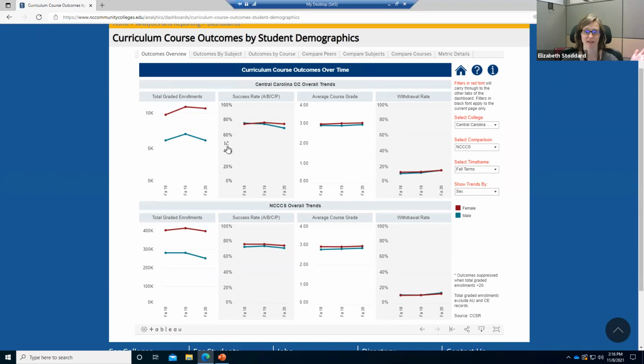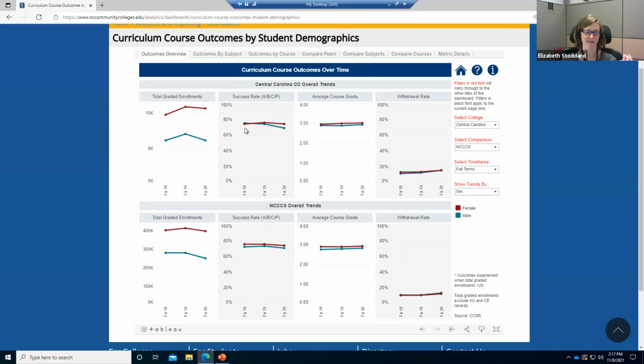So right now we're looking at these graphs disaggregated by sex. We're looking at Central Carolina on the top and CCCS on the bottom. And here you can start comparing not only males and females, but you can compare your college to the system or another college if you selected another one.